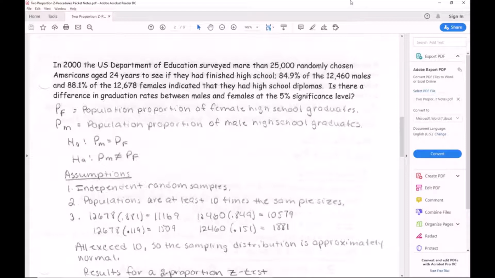So we'll define the parameters. P sub F is the population proportion of female high school graduates, and P sub M is the same for male high school graduates. And is there a difference? So H0: P of the men equals P of the women, no difference. And the alternative is that they're not equal, all right? And it's a 5% level.